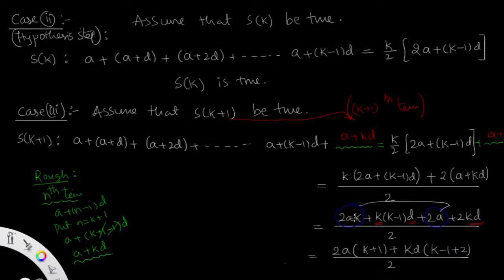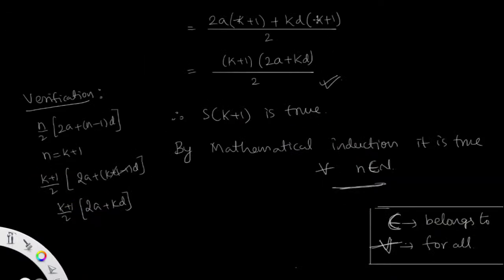From this, the first term and third term are alike, so take 2a as common. For the remaining second and fourth terms, kd is common, with k minus 1 plus 2. K minus 1 plus 2 is nothing but k plus 1. That is why I have written it as k plus 1. Both terms have k plus 1 common, giving k plus 1 into (2a plus kd) by 2. Check whether it is in the form of k plus 1 or not. So this is the verification in terms of k plus 1.